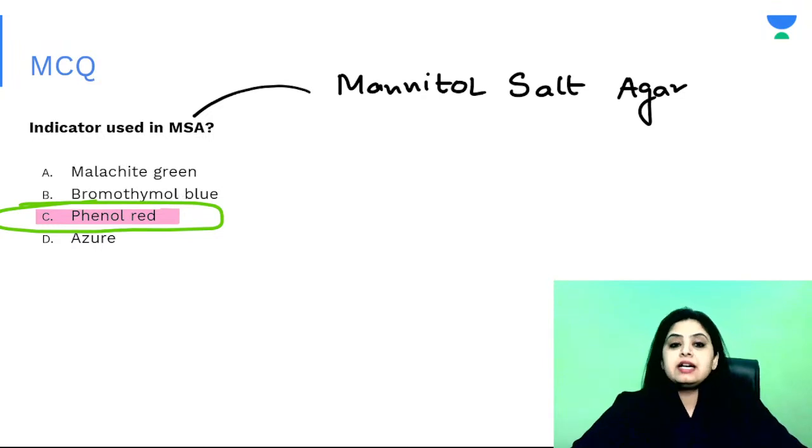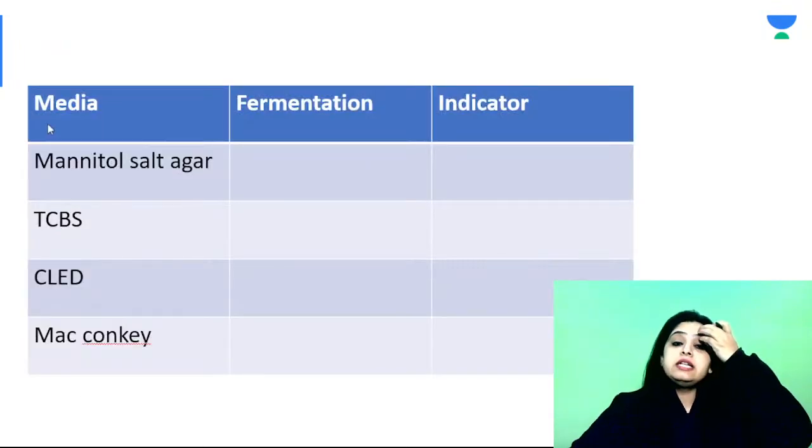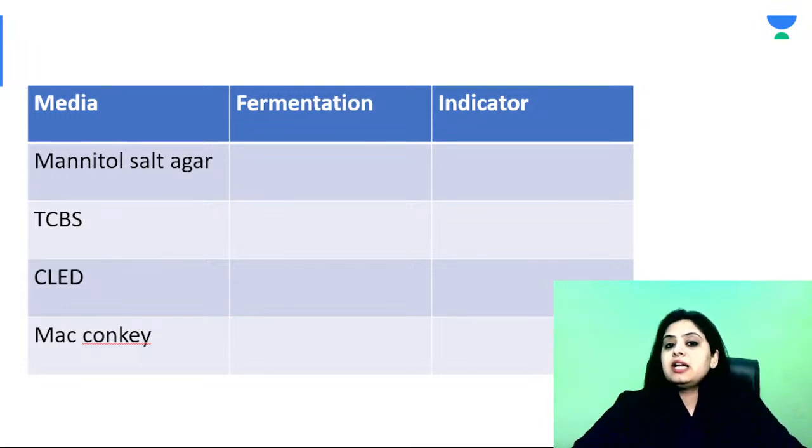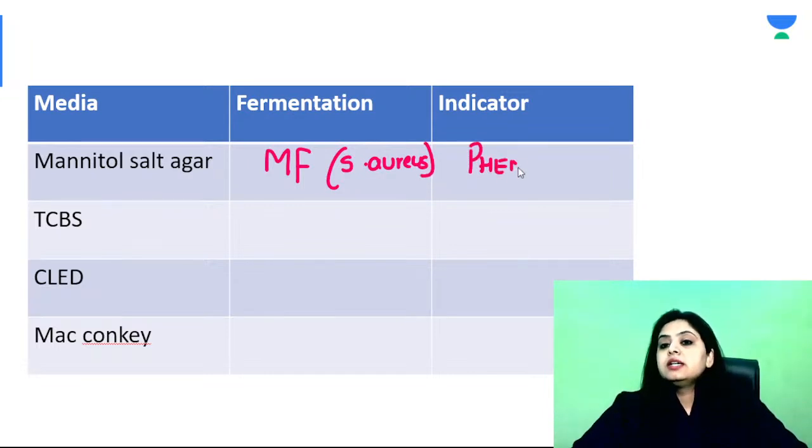So finally guys, make a table for me. These are all the indicators that I've taught you since morning in 10 to 15 minutes. Jaldi se bana lete hain. So I know mannitol obviously is going to tell me for mannitol fermentation, and the organism that we are talking about is Staph aureus. What is the indicator that we studied over here? The indicator over here was phenol red.